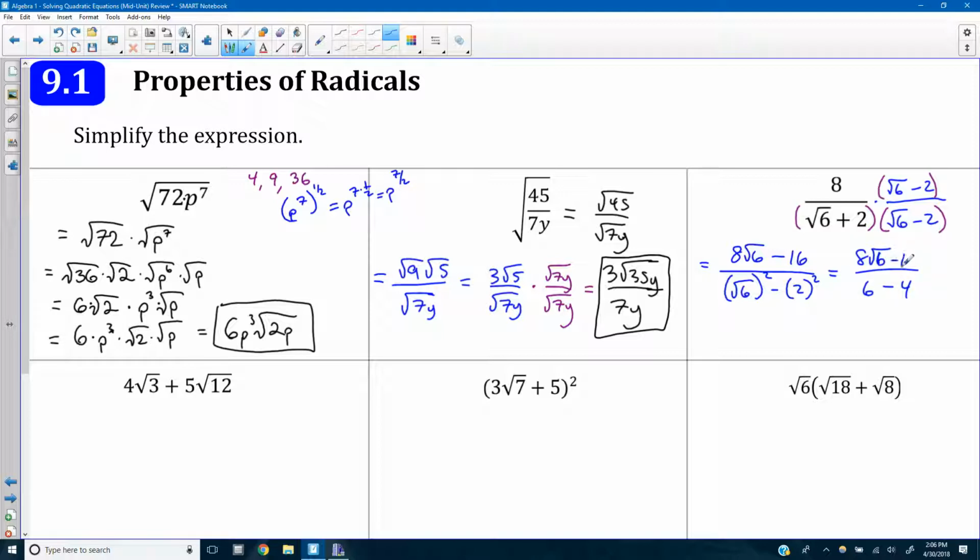8 root 6 minus 16. 6 minus 4 is 2. I'll write it over here. So I get 8 root 6 minus 16 divided by 2. This would be your answer if this radical is simplified, which it is, and if all like terms are combined, which they are, and if the fraction was reduced, which, oh no, it's not.